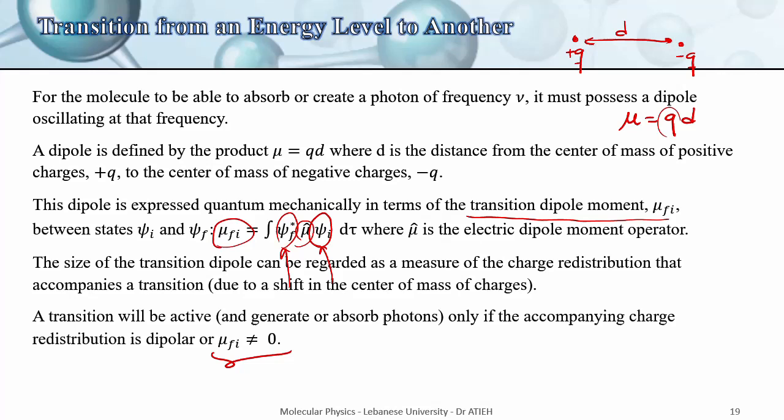So once calculated, the transition dipole mu fi can be regarded as a measure of the charge redistribution that accompanies a transition. So mu fi in reality measures how the charge redistributed in the molecule when the molecule passed from this initial state to this final state. إذا في تغيير بالcharge، إذا في redistribution للcharge، يعني في transition، يعني transition is allowed. إذا ما في redistribution للcharge بتبقى شكل الcharge مثل ما هي، توزيع تعولها مثل ما هو رح يبقى، لكن بهيدي الحالة ما في transition. The transition is not allowed.